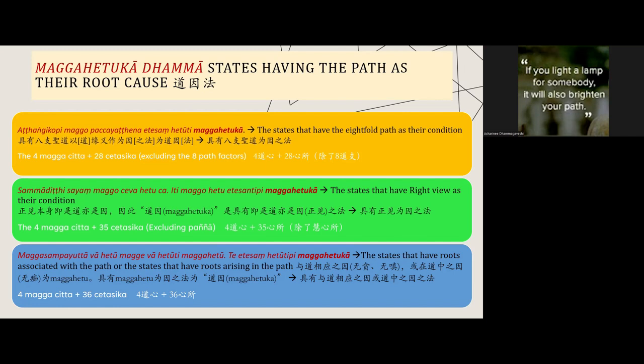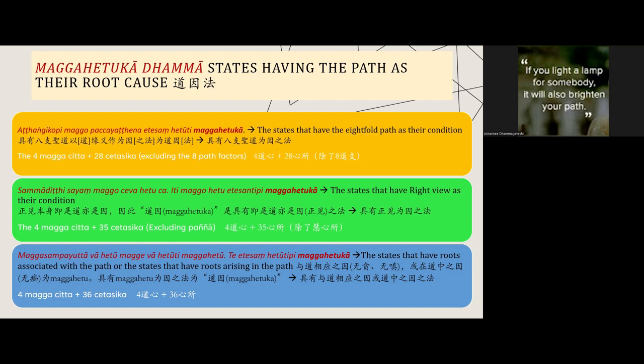Now we'll move on to the second term. Maggahetukā dhammā, states having the path as their root cause. We mentioned before there are 3 definitions, so I'll mention them briefly again. First, the states that have the 8-fold path as their condition. We take the 8-fold path as the condition and look at the states that have this as their condition. So we get the 4 maggachitta and 28 chetasika, excluding the 8 path factors.